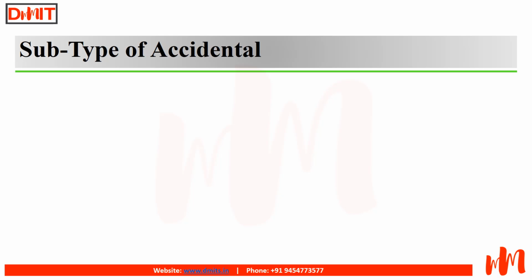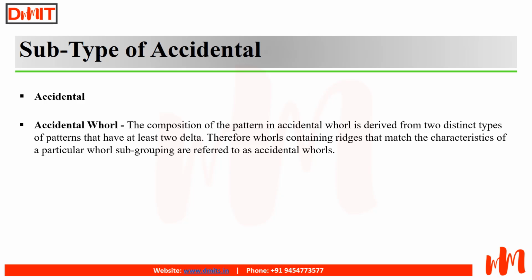Now the fourth one is accidental. In this category there are two subtypes, basically accidental and accidental whorl. In accidental, it is a combination of arc, loop and whorl, and basically there is no dominant fingerprint type in that particular case, because of which it is named as accidental.